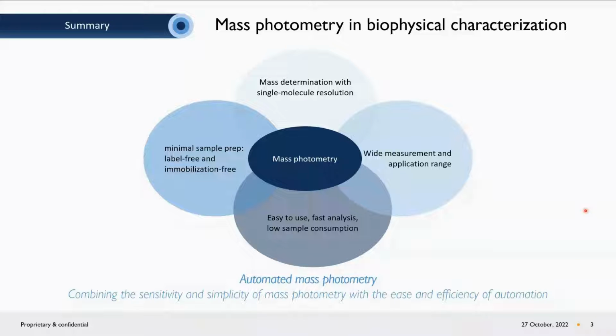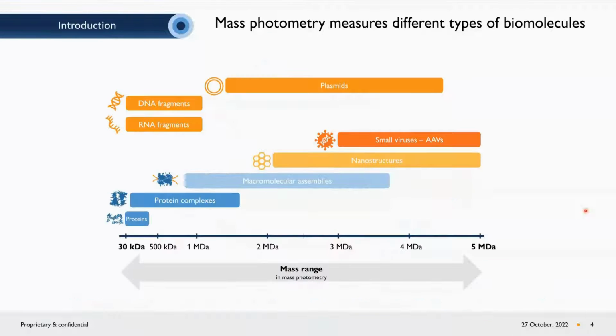We think that mass photometry is the right technology to address those questions because it determines the mass in bulk with single molecule resolution. It also has a wide measurement and application range. It is easy to use, is quick, and consumes very little sample. And it also has very minimal sample preparation as it is label-free and immobilization-free. And finally, in this seminar, I would also like to speak about the automation of mass photometry, which combines the sensitivity and simplicity of mass photometry with the ease and efficiency of automation. But to get started, I'd just like to introduce mass photometry a little more.